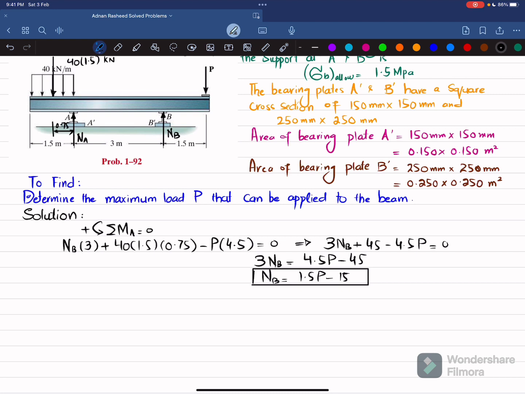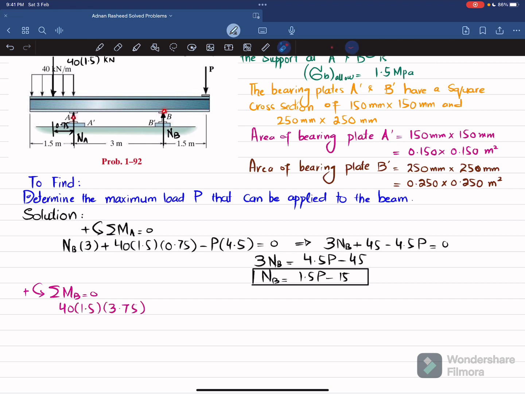Clear? Now we'll find the reaction force at point A. For that I will apply another equation of equilibrium, that the sum of all moments about point B is equal to 0, taking the counterclockwise moment as positive. The first moment will be due to this force, and the perpendicular distance is this one, which is 3.75, and it is producing counterclockwise moment, so it will be positive. So I will write 40 multiplied by 1.5, and the perpendicular distance is 3.75.